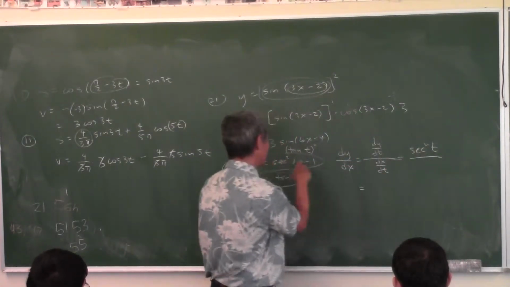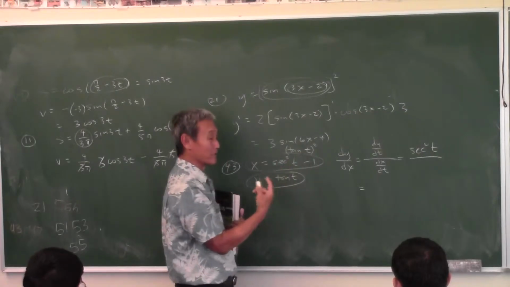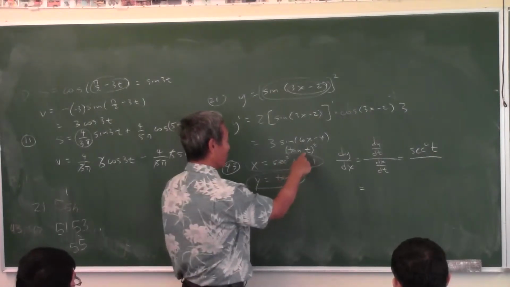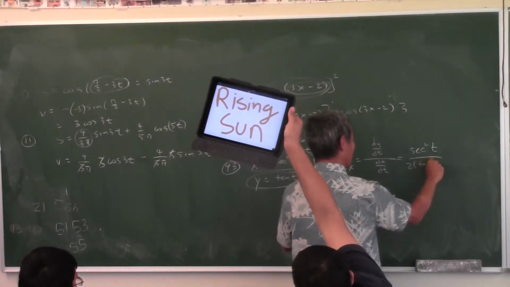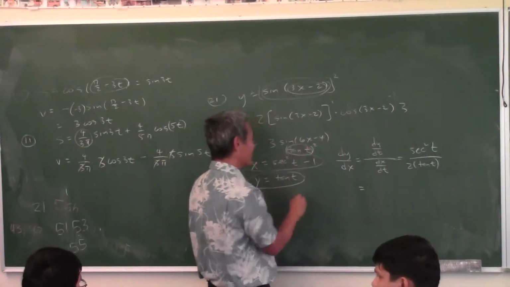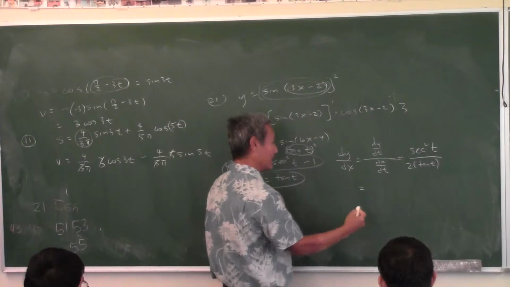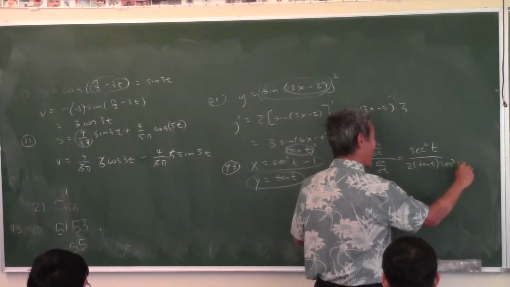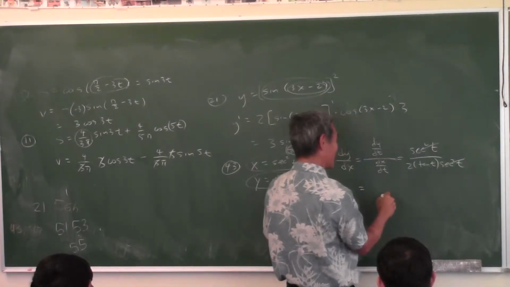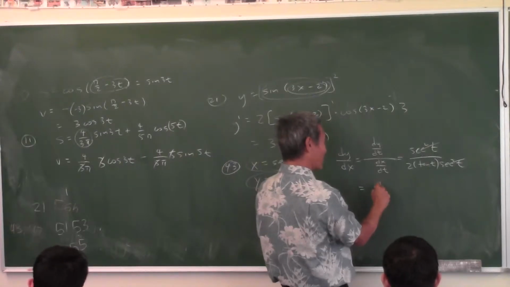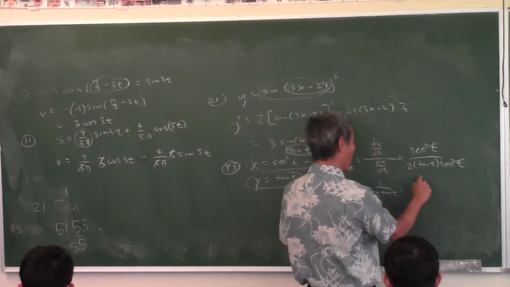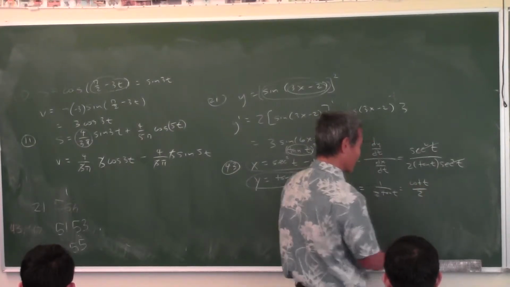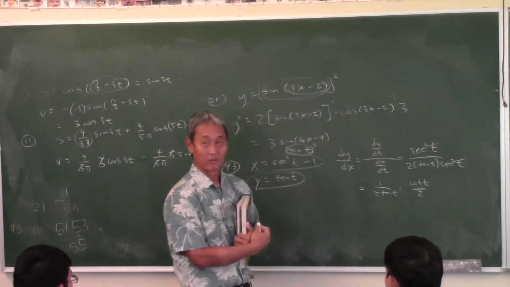And then dx/dt is, if this is x right here, what is the derivative of x with respect to t? Well, I see box squared: 2 box to the first times the derivative of box. Secant squared t cancels. And so you get 1 over 2 tangent t. Or do you want to go cotangent t over 2? No, I don't like cotangent.